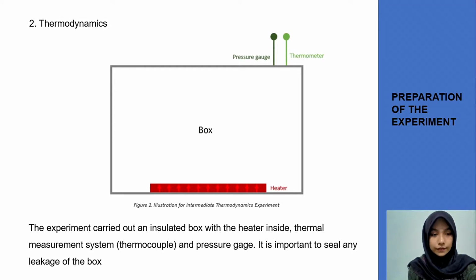And the fourth step is to install the thermocouple and the pressure gauge in the cover of the box. Fifth is to close the box and make sure to seal any critical leakage points with tape. This is very important to avoid air coming out of the box. And the last is to turn on the heater, check the measured temperature and pressure periodically, and record the data.